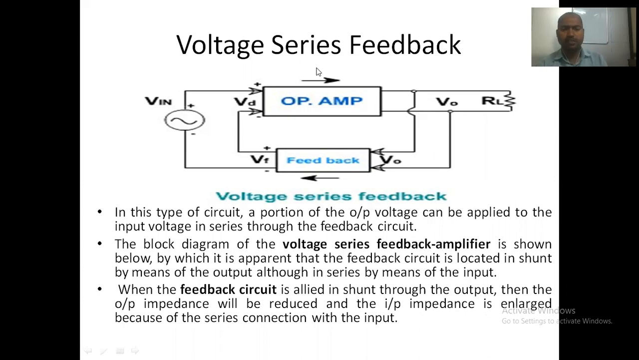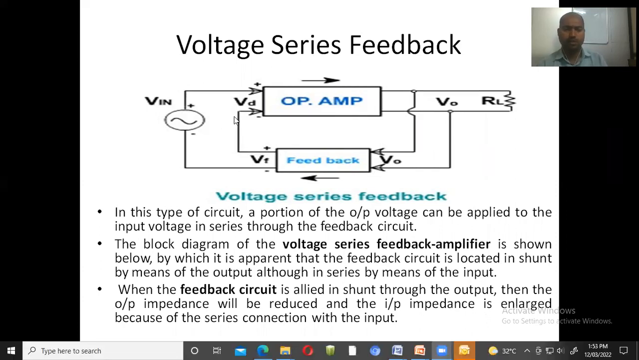Again, voltage series means whatever the output coming, that is a voltage output. That voltage output is connected to the input in a series. That's why it should be connected to the input in a series.